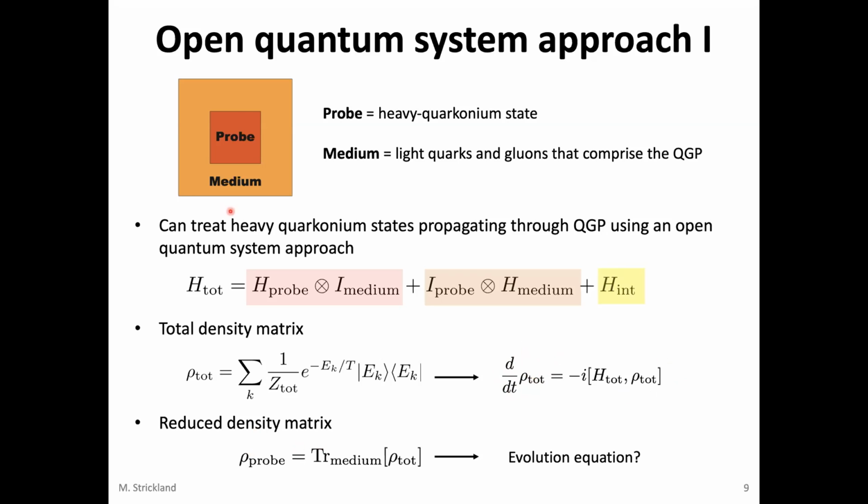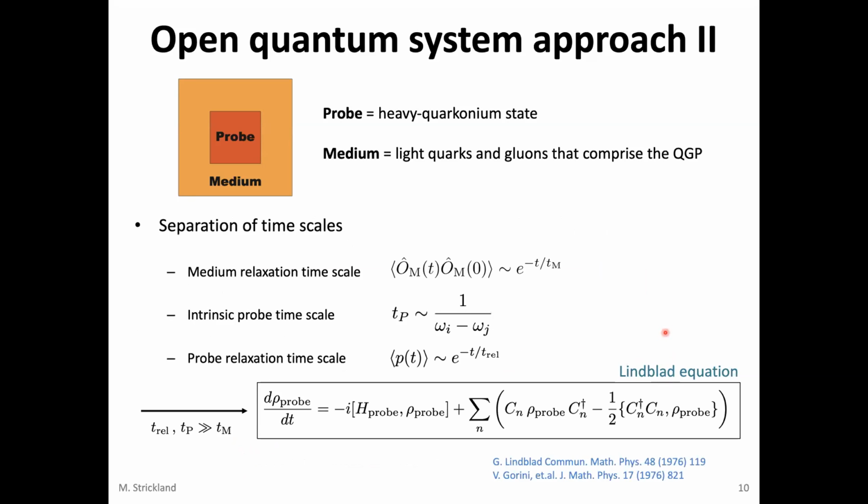If instead we're only interested in the dynamics of the probe, what we can do is trace out the medium parts and construct what's called the reduced density matrix. And then the question becomes, if I trace out all of the medium degrees of freedom, what is the appropriate evolution for this reduced density matrix? Is it different than this one? And the answer is yes, but we have a few steps to get there.